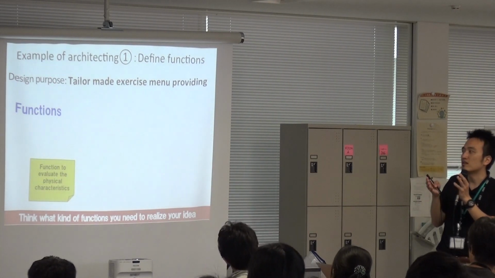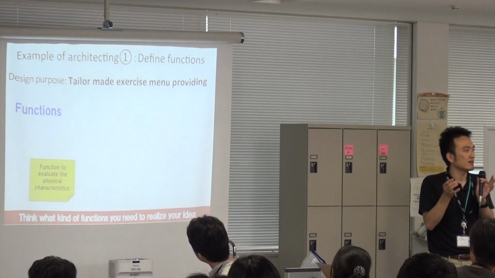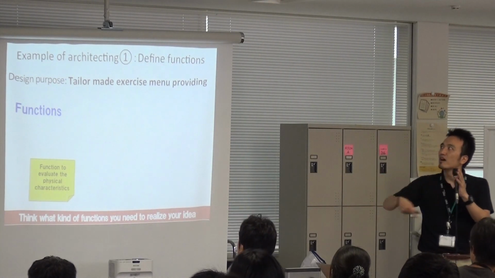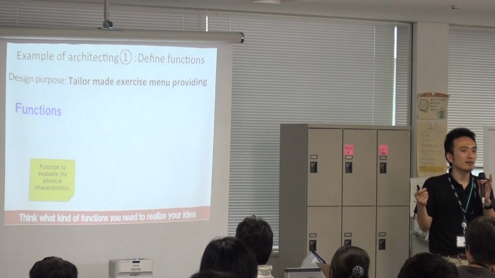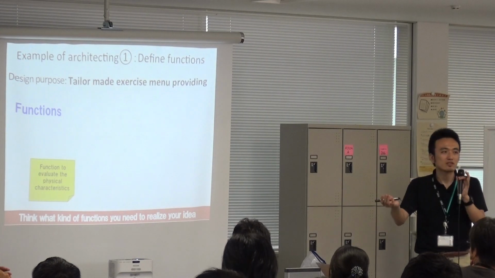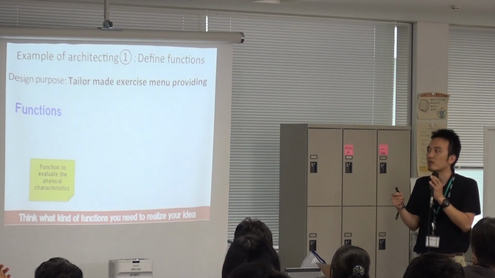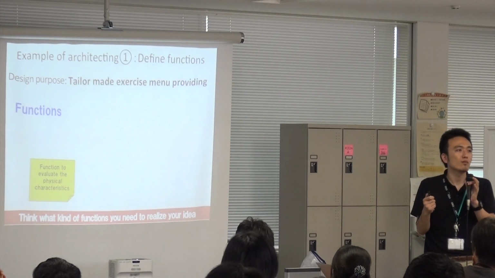A function to evaluate the physical characteristics of this person is probably necessary, right? Because I want to tailor the exercise menu. So that's probably needed. This is like doing the discussion, maybe a little brainstorming and deciding, hey, this is necessary. And then what? And then what?